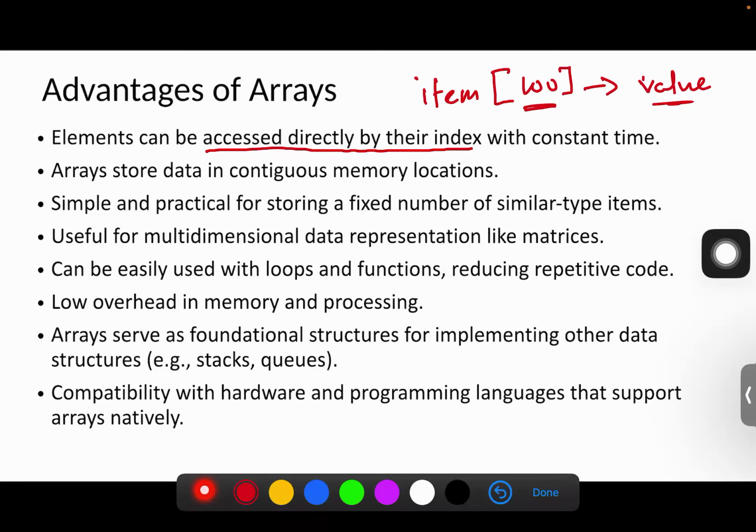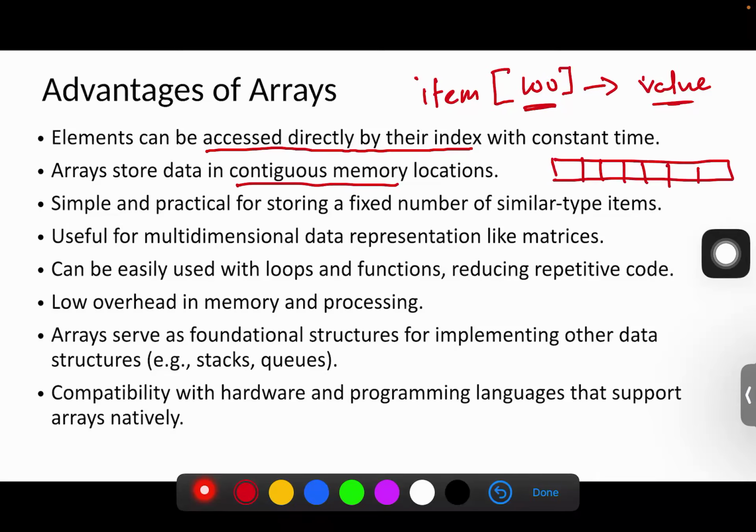Instead of creating 100 variables and then memorizing which one has the thing you want, you can simply use loops and arrays to do that. Arrays can also store data in what we call contiguous memory locations. What it means is that when you ask an array to hold the information, we store it in empty spaces which are close to each other. That's what we mean by contiguous memory locations, okay?